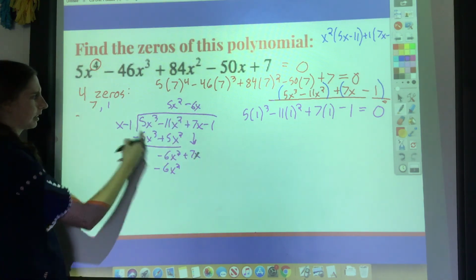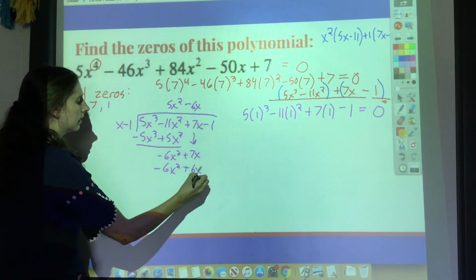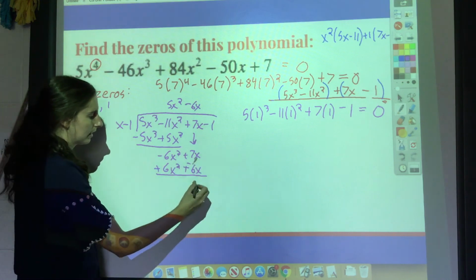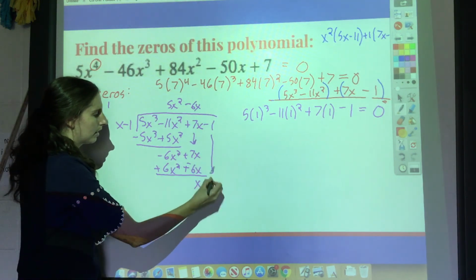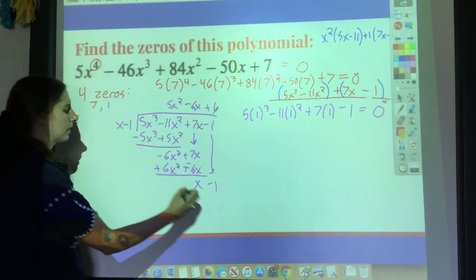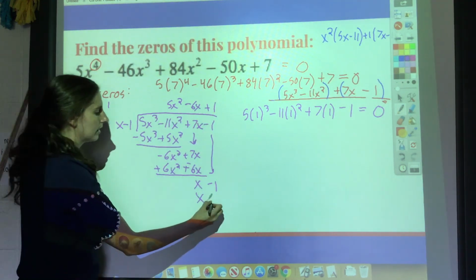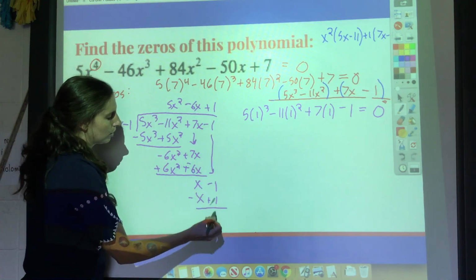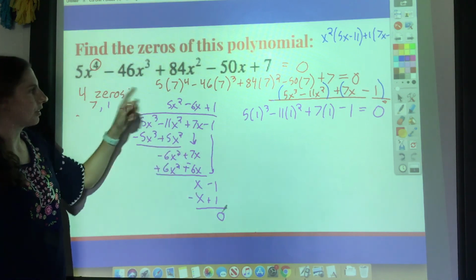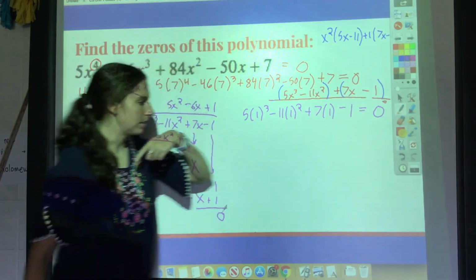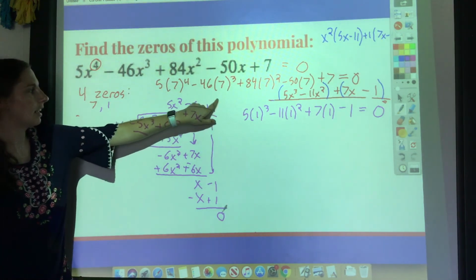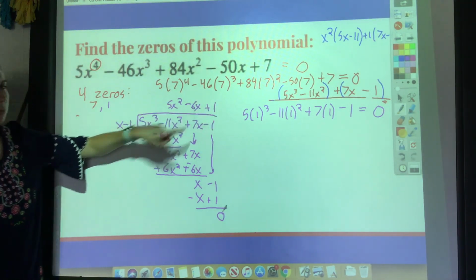Negative 6x times negative 1 is positive 6x. And then subtract, subtract. 7 minus 6 is 1x. Bring down the minus 1. Awesome, so now I just need plus 1, because 1 times x is x. 1 times negative 1 is negative 1. Subtract, subtract, and you get 0. Again, I need to get 0, that's what I already found, but the remainder was 0. Okay, now what I'm down to is this, 5x squared minus 6x plus 1.